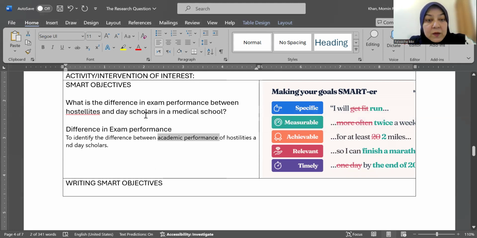It's very broad. See, it says exam performance. Overall academic performance is a different ball game. Your research question is asking about exam performance. To identify the cause. We're not identifying the cause. Okay, we're not identifying the cause.